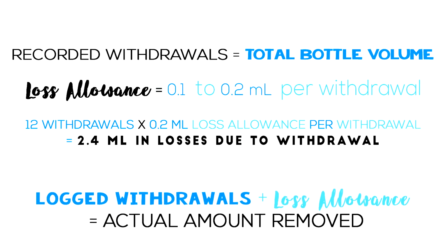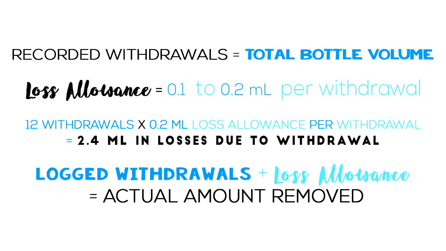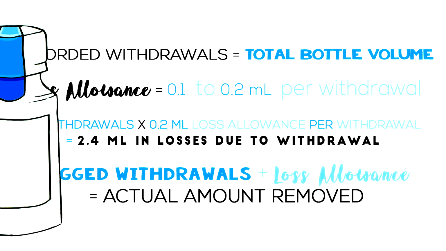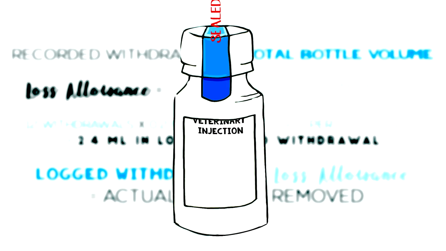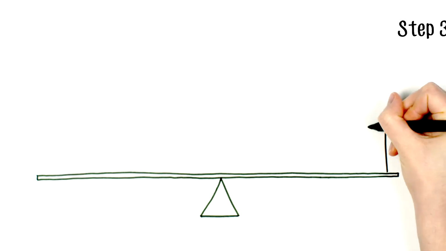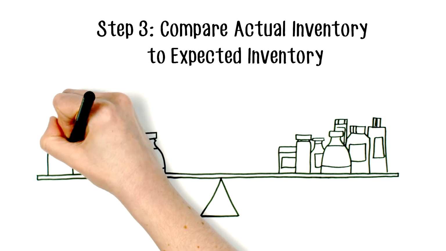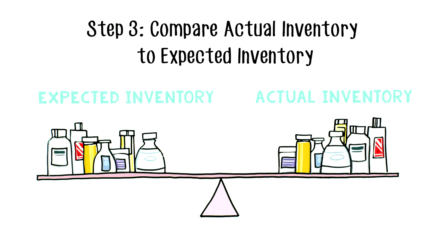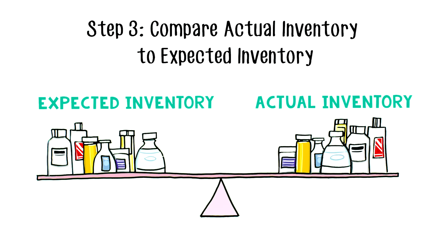This amount could be responsible for any discrepancy that is discovered between the logged withdrawals and the amount in the bottle. As with open bottles of tablets, open bottles of injectable controlled drugs can be sealed once the audit is completed. If at the next audit the seal has not been broken, the auditor can assume there was no change to the inventory. Step 3. Compare the actual inventory to the expected inventory. These numbers should be identical or very close.